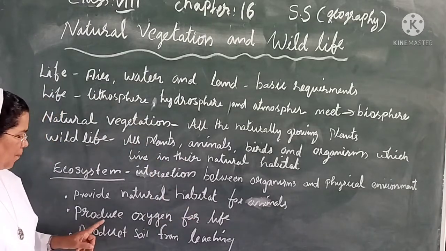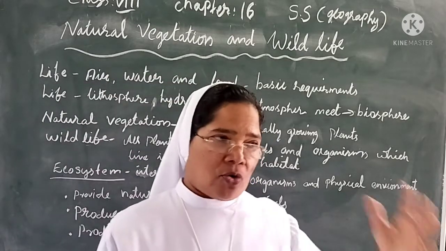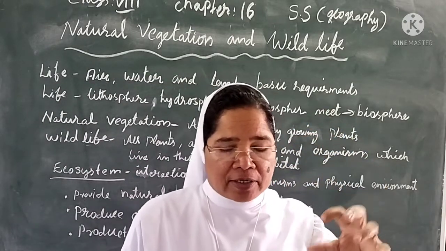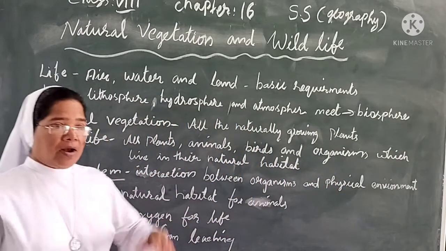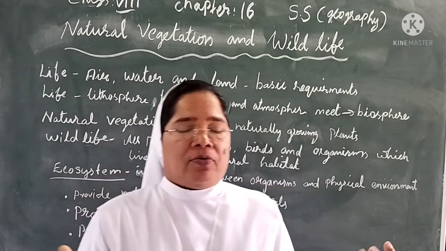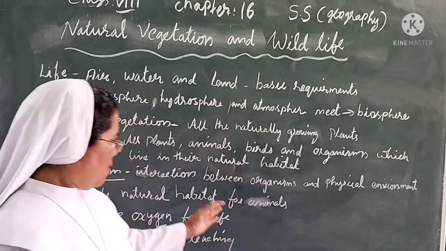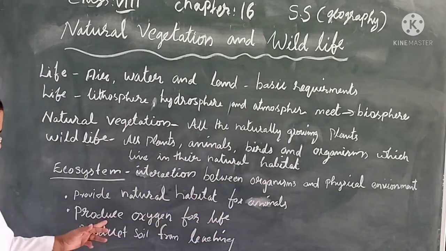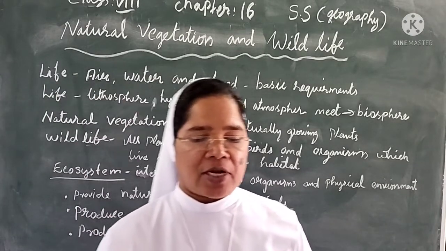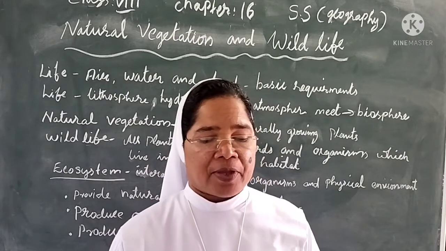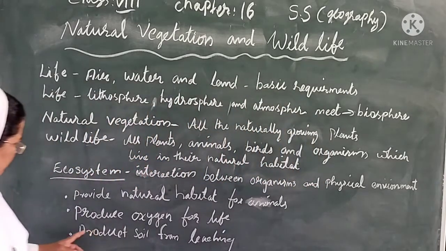The second point, it produces oxygen for life. If there is no oxygen, we can't live. So what do all the trees and plants produce? Oxygen. With oxygen we can live. So the first point is natural habitat for animals. The second point, produce oxygen, essential for our life.